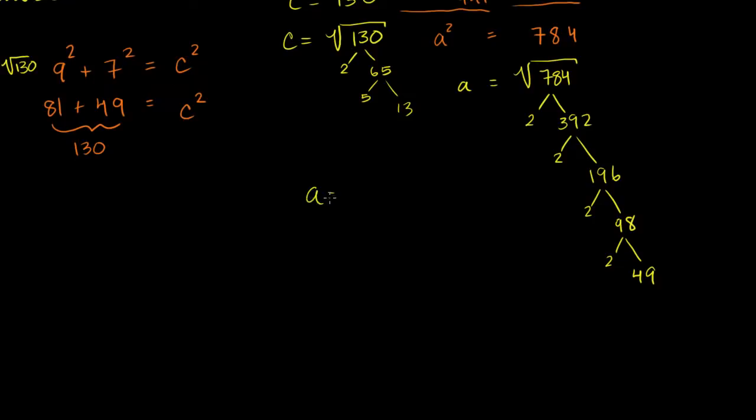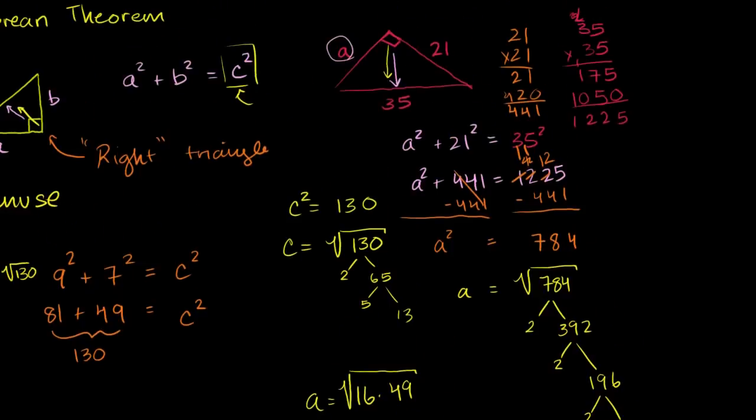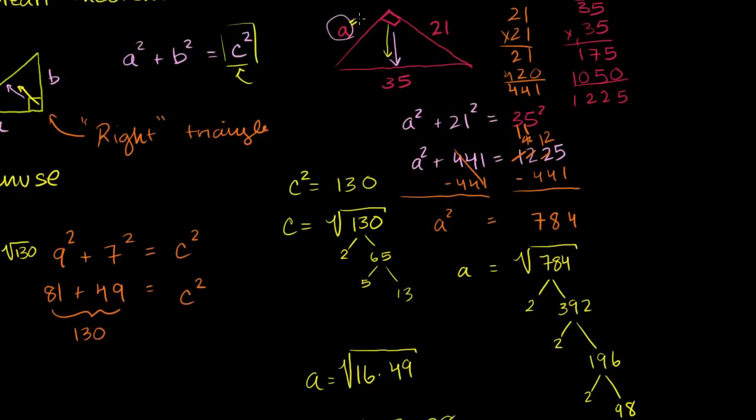So a is equal to the square root of 16 times 49. I picked those numbers because they're both perfect squares. So this is equal to the square root of 16, which is 4, times the square root of 49, which is 7. It's equal to 28. So this side right here is going to be equal to 28 by the Pythagorean theorem. Let's do one more of these.